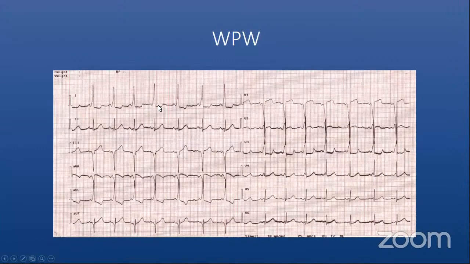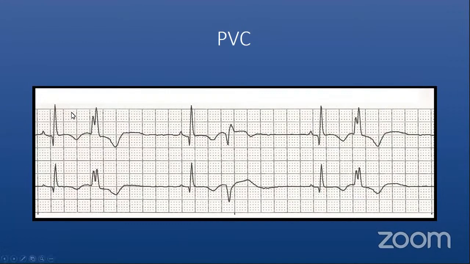Or WPW, as in the ECG you have seen before, you see that prolonged QRS duration, but then obviously you have to look at the other features as well, to see that delta wave; the QRS duration is prolonged because of the delta wave. In the PVC, this is a normal QRS complex with a P wave. Then a QRS complex with no P wave. Then you see the broader QRS duration.